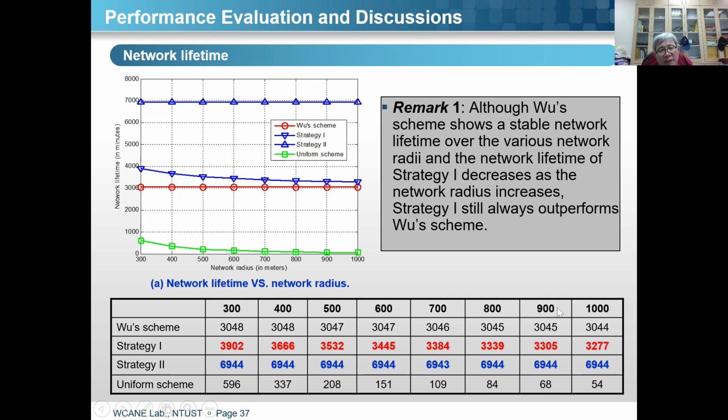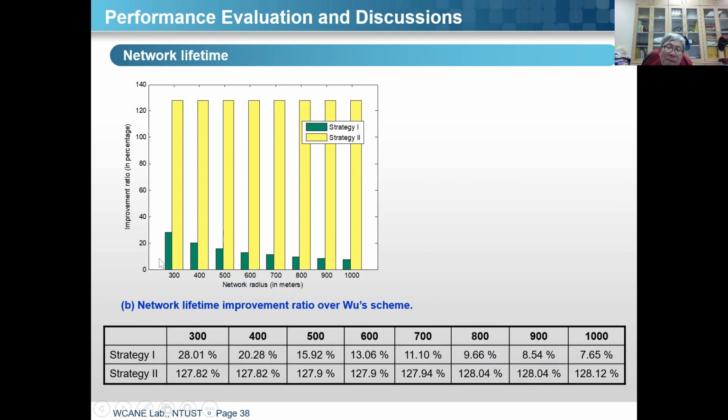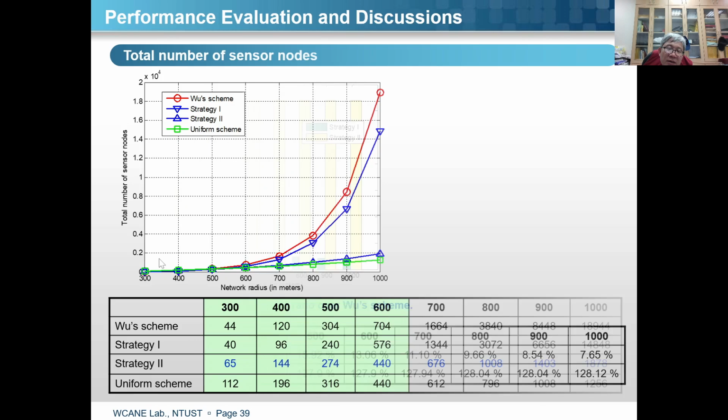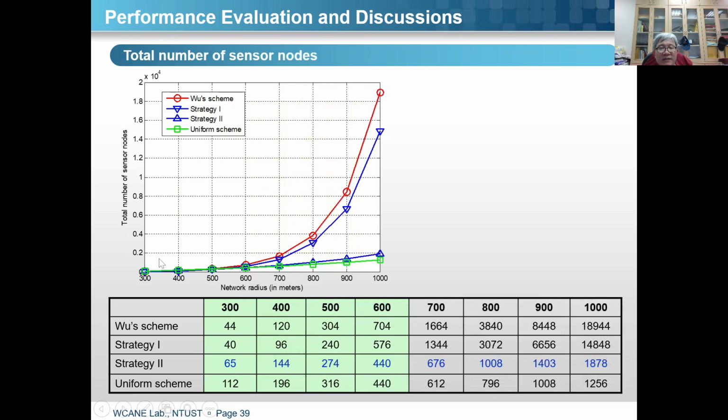And talking about network lifetime, which scheme can have the longest network lifetime? The second strategy, because we have switch scheduling, so we can prolong the network lifetime. As for the details, we have a table showing how many runs for each scheme. And this is the network lifetime comparison, and the total number of sensor nodes required. You can look at this. Our strategy 2 and the uniform scheme actually need fewer sensor nodes. However, the Wu scheme needs the most, and then strategy 1.